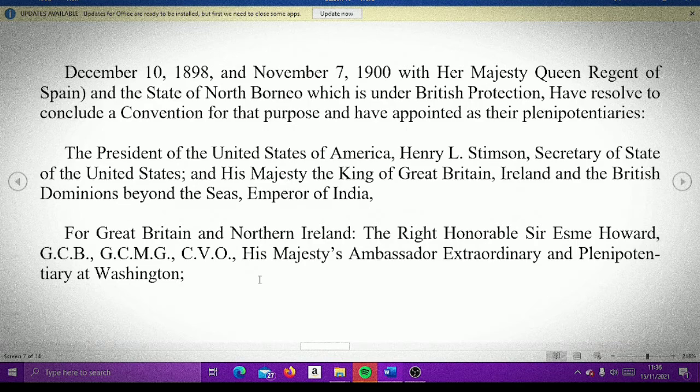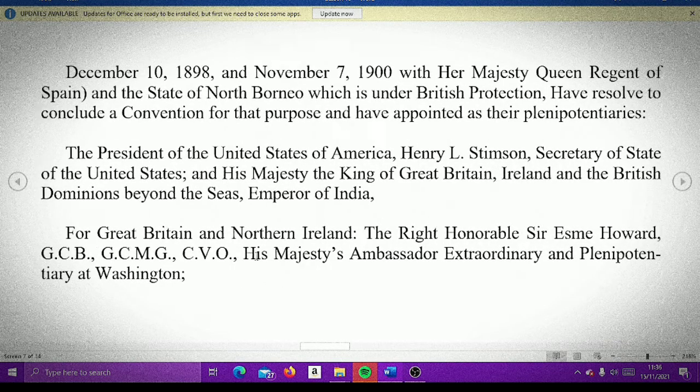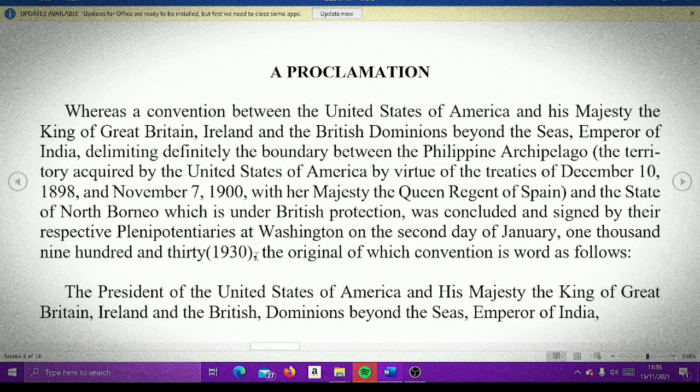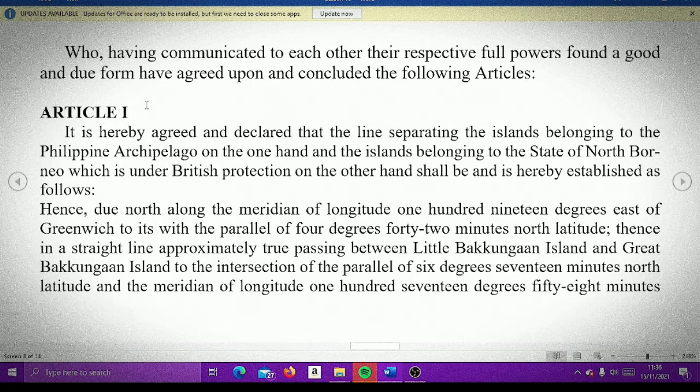So from this, one, two, three, four, these are the governments included in the convention or the agreement between the Philippine archipelago and North Borneo, who, having communicated to each other their respective full powers, found in good and due form, have agreed to conclude the following articles. Articles 1 and 2 are presented by Christine Alasario.